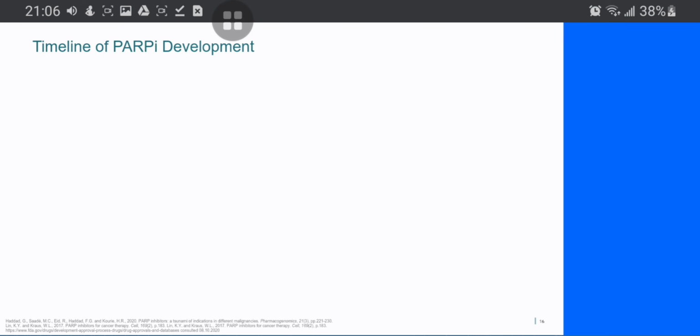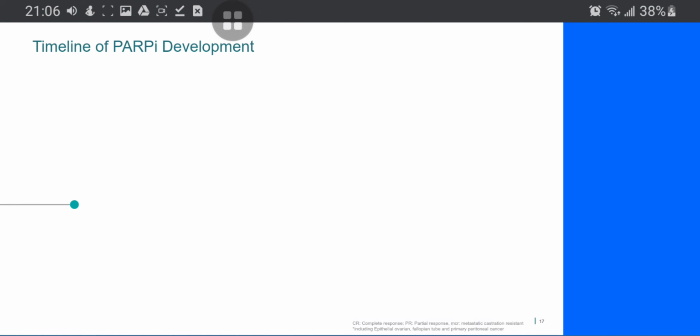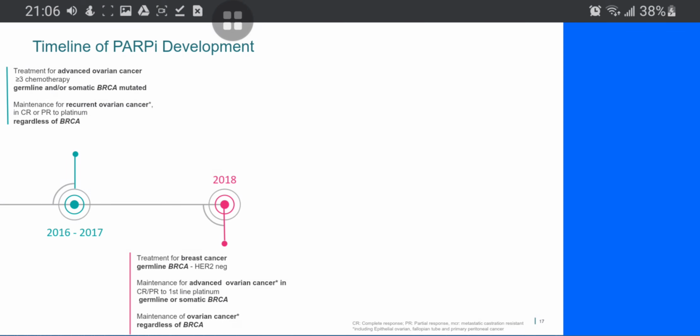Finally, in 2014, it was the first approval for the treatment of ovarian cancer after at least 3 chemotherapies for patients with germline BRCA mutation. In 2016 and 17, the PARP inhibitors were used for treatment of advanced ovarian cancer, for germline and or somatic BRCA mutations, and also in maintenance for recurrent ovarian cancer in complete or partial response to platinum chemotherapy, regardless of BRCA, depending on the kind of PARP inhibitors used.